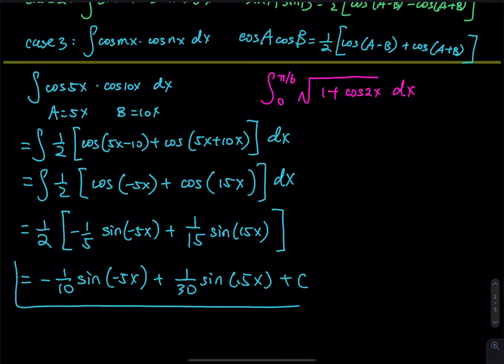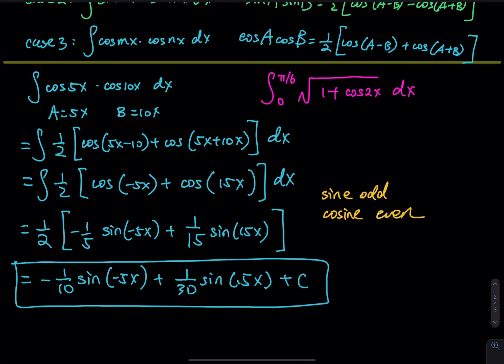This problem is not done yet, because if you are doing your homework online, the system might not accept the sine of negative 5x. So you have to remind yourself of the odd and even properties of sine and cosine. Sine is odd, cosine is even. For an odd function, sine of negative x is equal to negative sine of x. That is the characteristic of an odd function. For an even function, cosine of negative x is just equal to cosine of x.